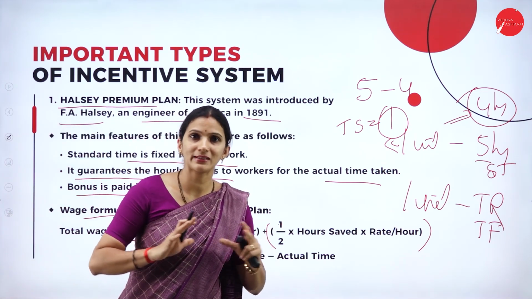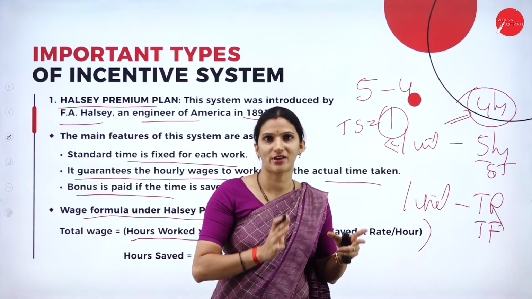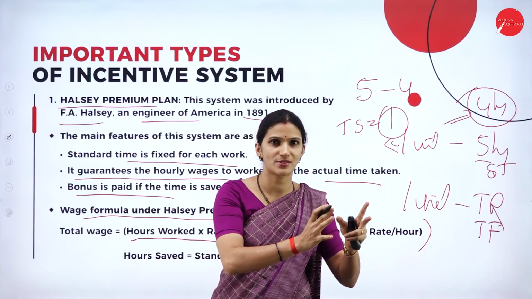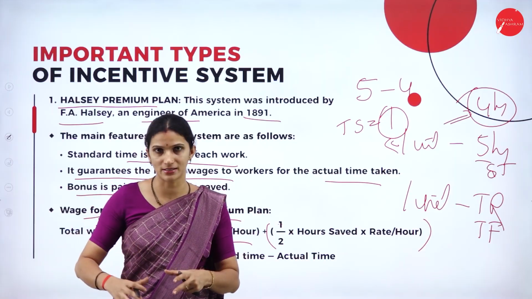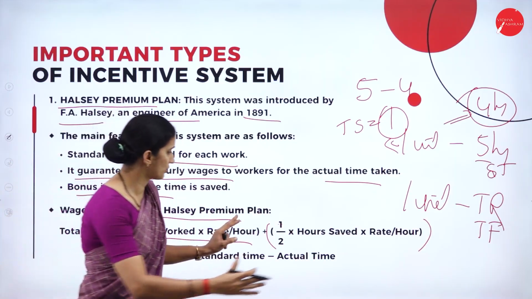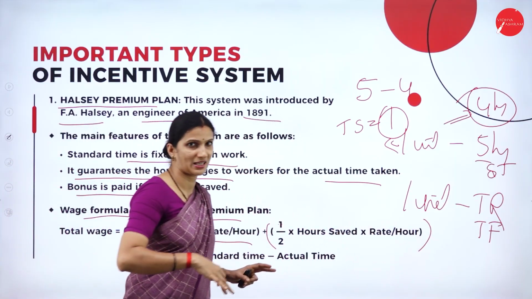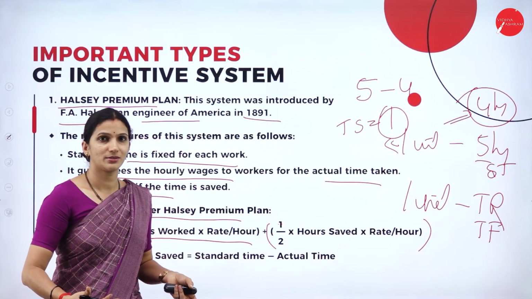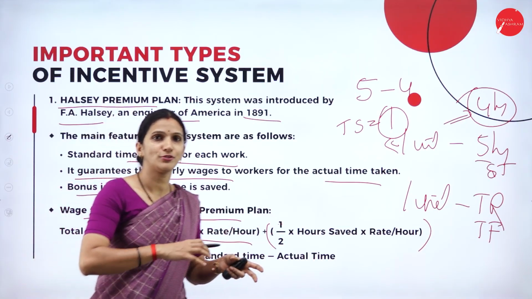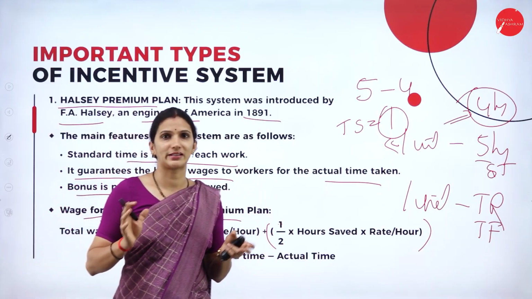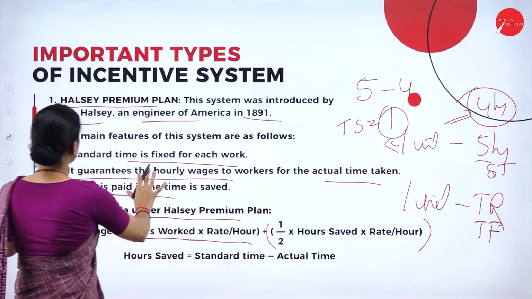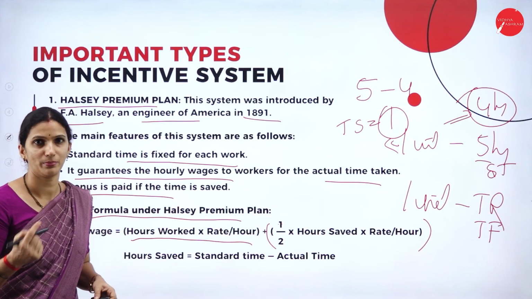So the simple calculation: one, the time wage calculation, that is the actual hours worked into rate per hour, that you will get as the time wage, plus he will get the bonus. So this part is the bonus calculation. How do we calculate the bonus? It is half of the time saved into rate per hour. So you will get the bonus wage. So this is all about Halsey's premium plan.